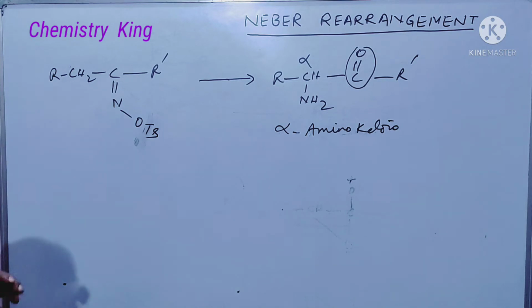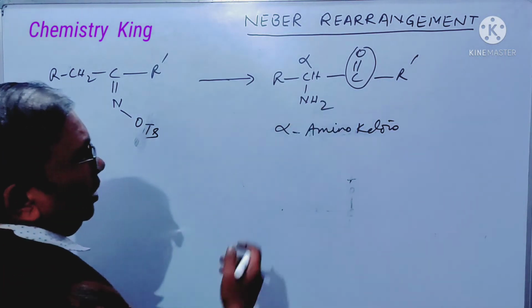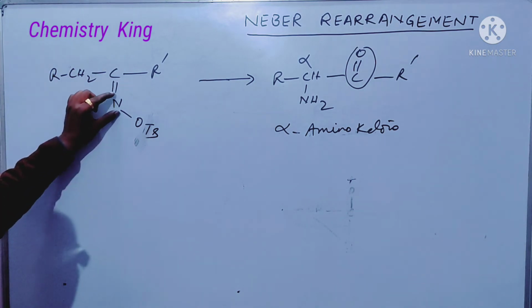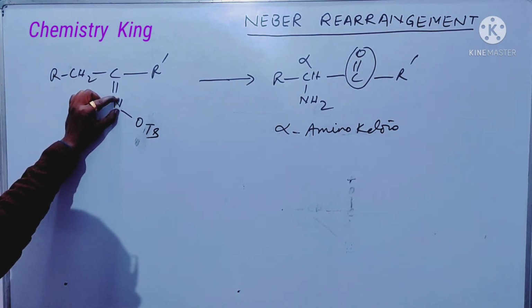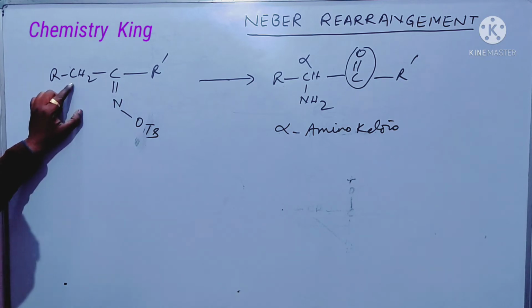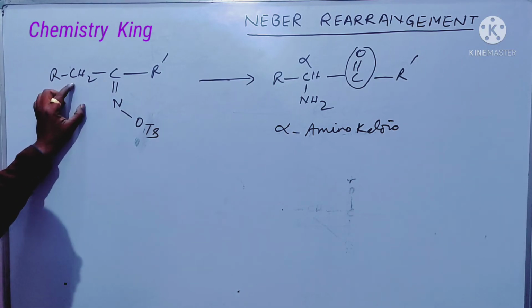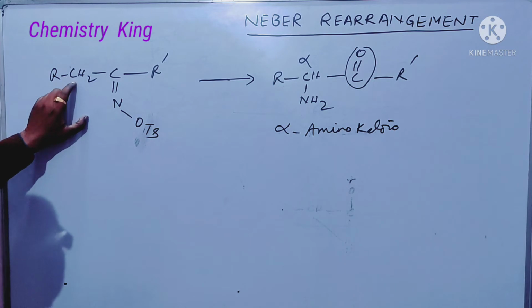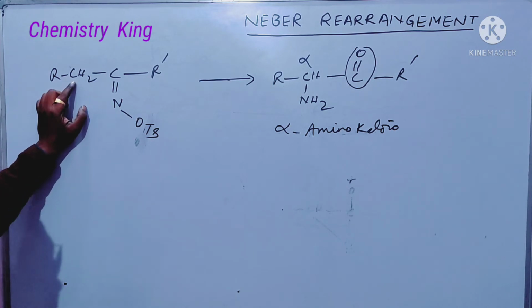Second thing, when you are writing product, how would you write? This nitrogen turns into amino group, and this amino group is rearranged here. This amino group will come here. It is rearrangement. And before this, carbon atom turns into carbanion.